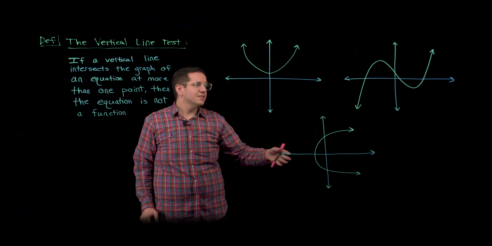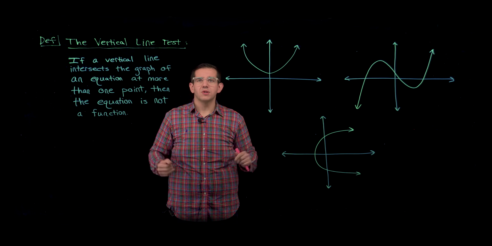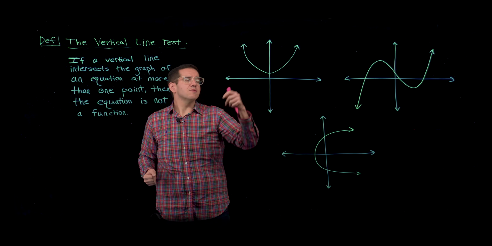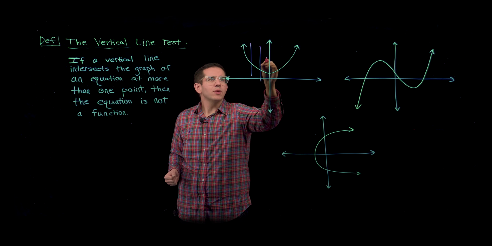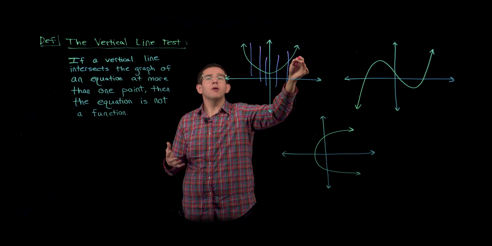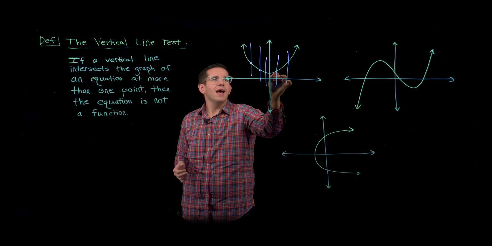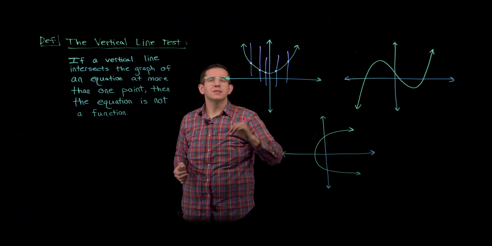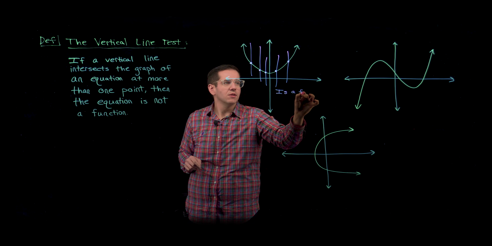So we have 3 examples here, and I want us to quickly decide whether these are functions or not. Looking at this first example, no matter what vertical line we pick passing through this parabolic shape, it will only ever intersect the graph at 1 point, which means this is a function.